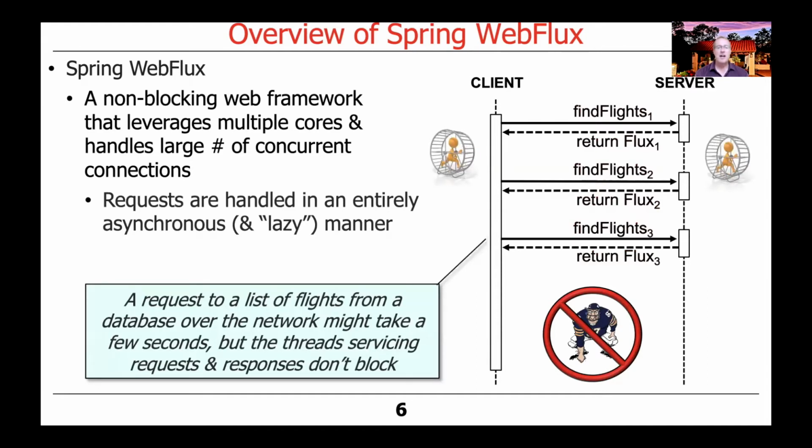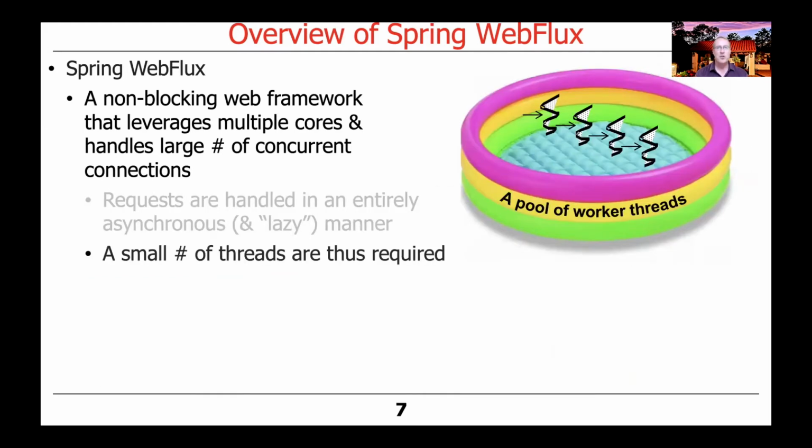So in this particular model, a request for a list of flights from the database over the network might take a few seconds, but the threads servicing the requests and the responses don't block, number one. And we'll also see that there's some other cool things as we get a little further along. One of the consequences of this is that a smaller number of threads are typically needed, as opposed to a large number of threads, which is what you end up with in Spring Web MVC, where you typically have a thread per request.